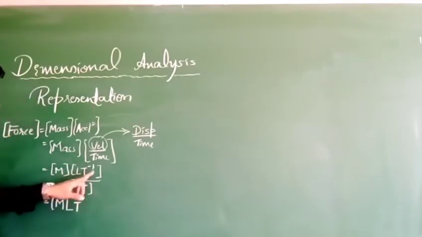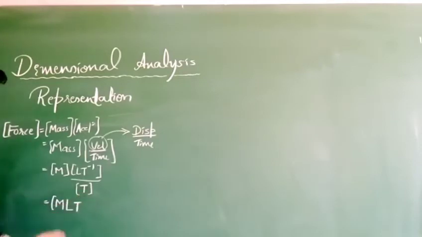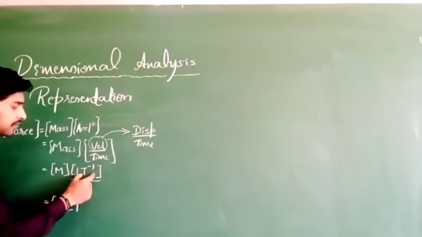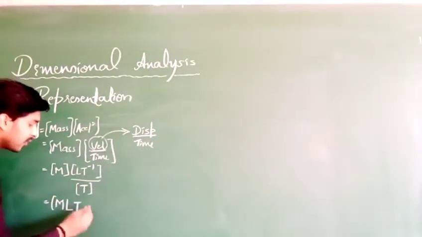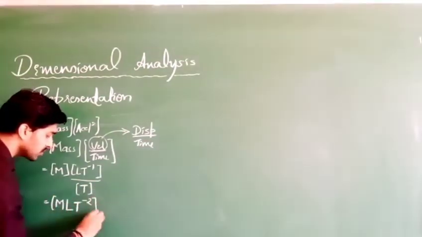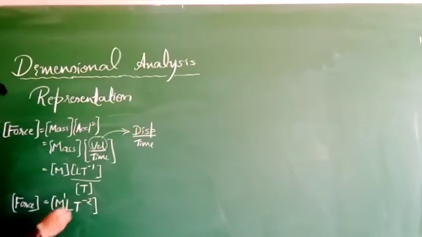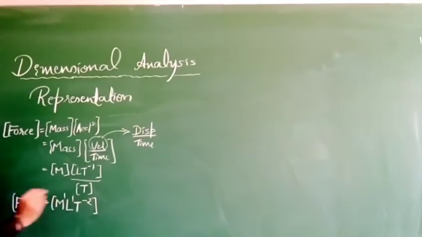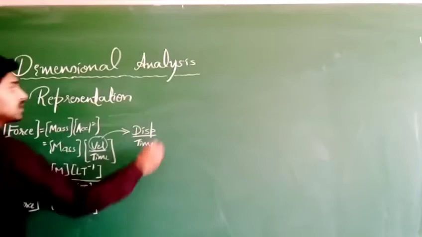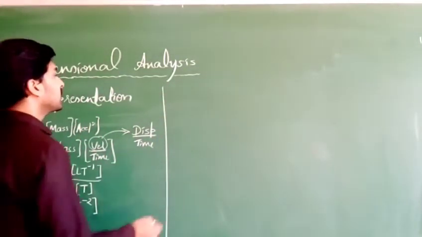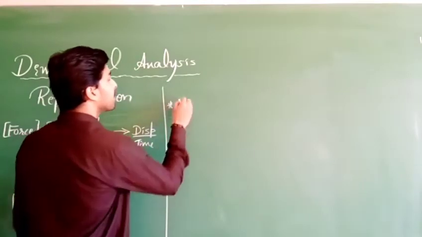Here minus 1 I am having, here plus 1 I am having. This plus 1 will go to the numerator and it will become minus 1. So t power minus 1, t power minus 1 will become what? T power minus 2. That means for force we are having the dimensions as follows: 1 in mass, 1 in length, minus 2 in time. Clear?